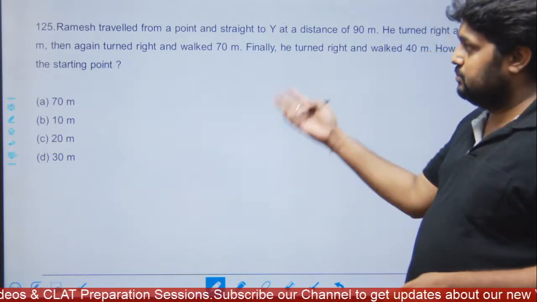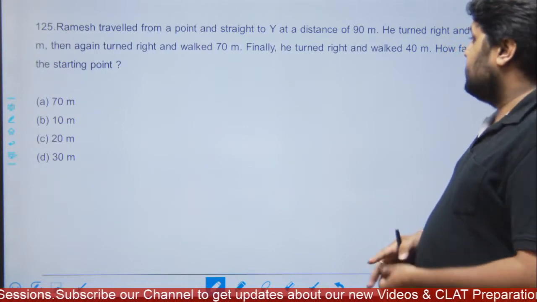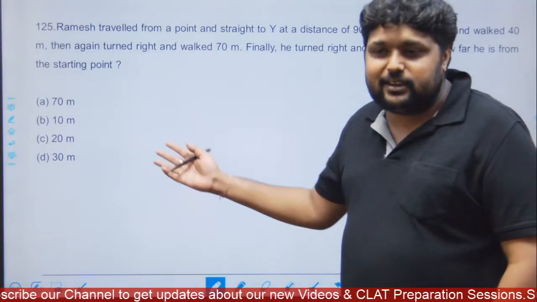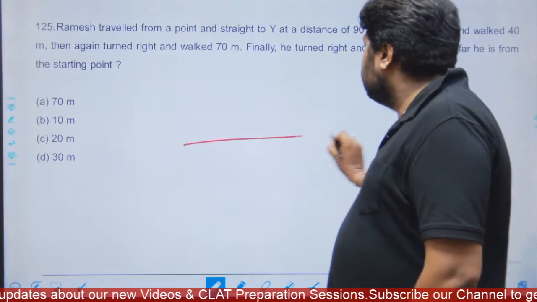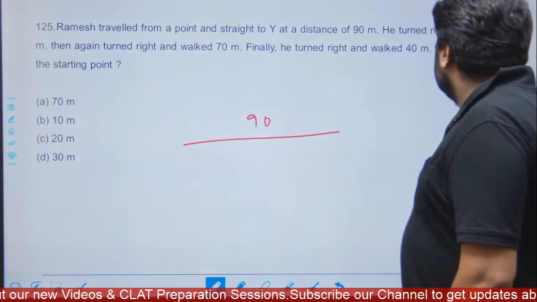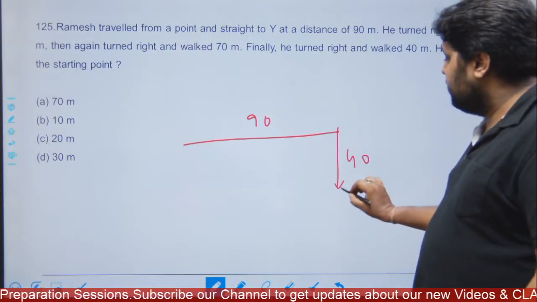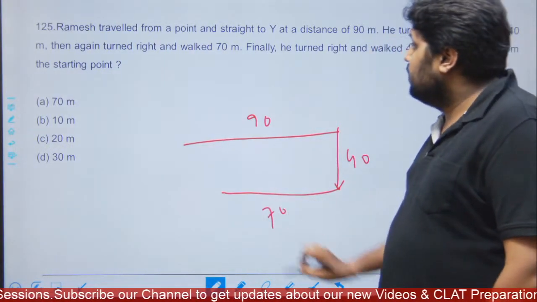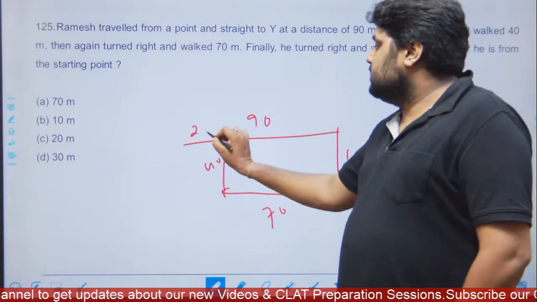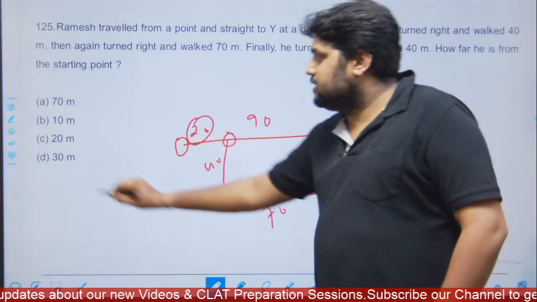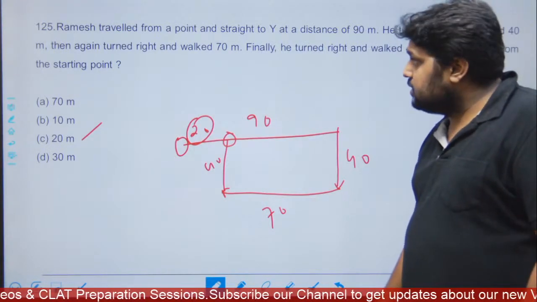Okay, this is a direction sense based question, very easy. Ramesh traveled from a point straight to Y at a distance of 90 meter. No direction is given in which he was walking, so you can take any direction. He turned right and walked 40 meter. Then again turned right and walked 70 meter. Finally, he turned right and walked 40 meter. So the remaining distance is 20. This is the distance between his final and initial positions, so 20 meter is the answer. Easy questions, right? Direction sense, easy question.